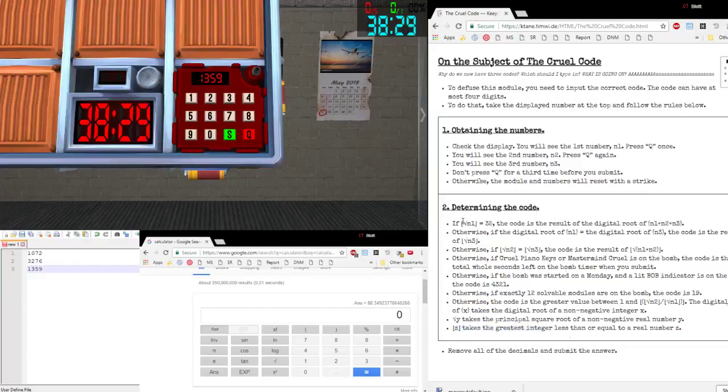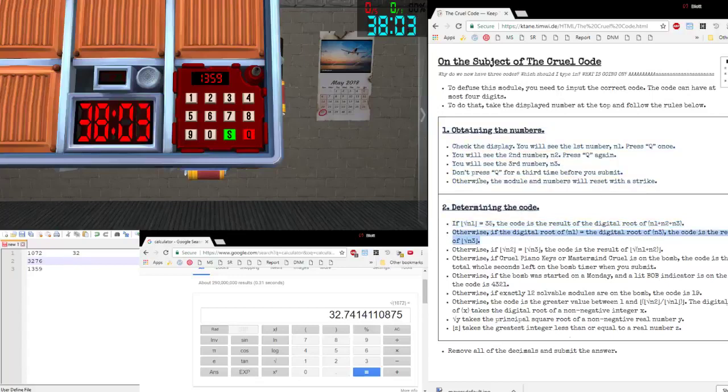So, to determine the code, first off, we need to take the square root of the first number and see if it's 35 once we drop the decimal. So, square root of 1072 is 32. That is not 35. So I'm going to mark this over here to the side. It may come in handy later. But our square root is not 35. Well, let's go to the next rule.